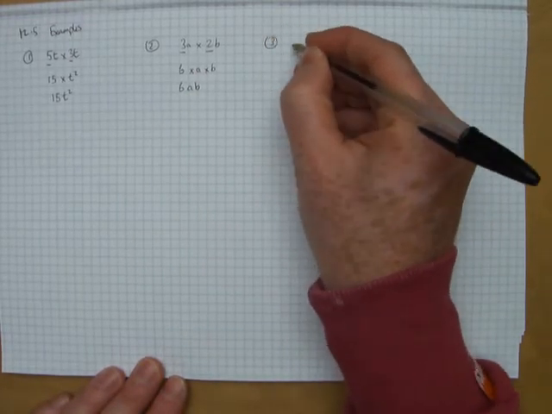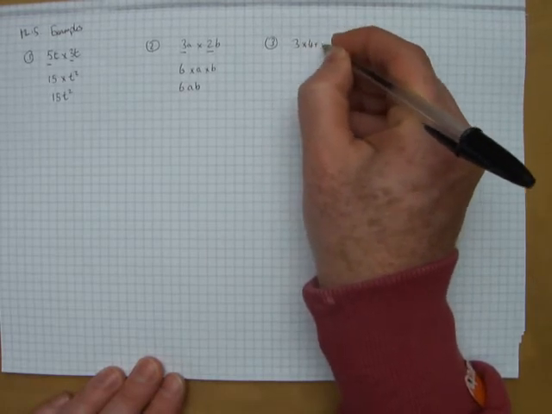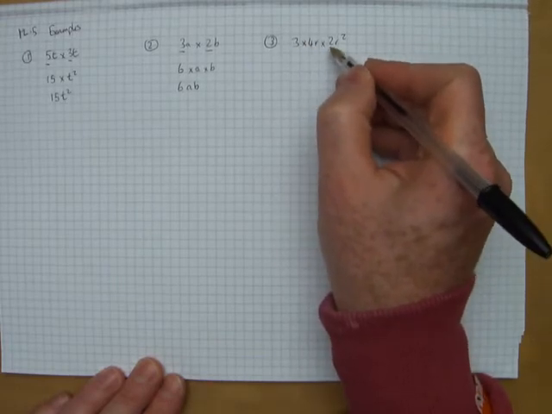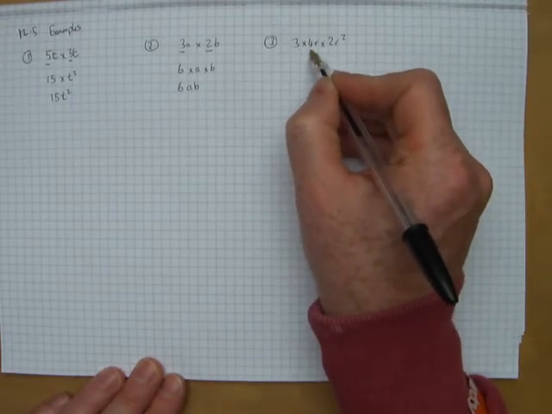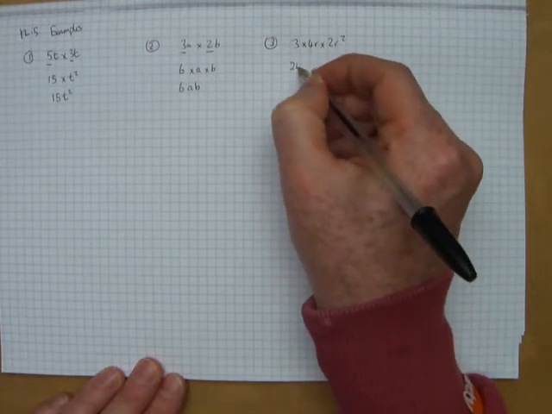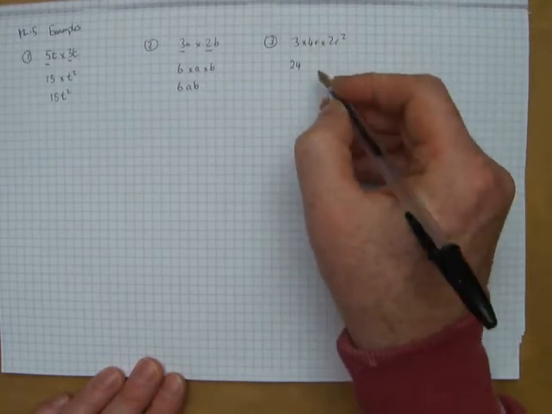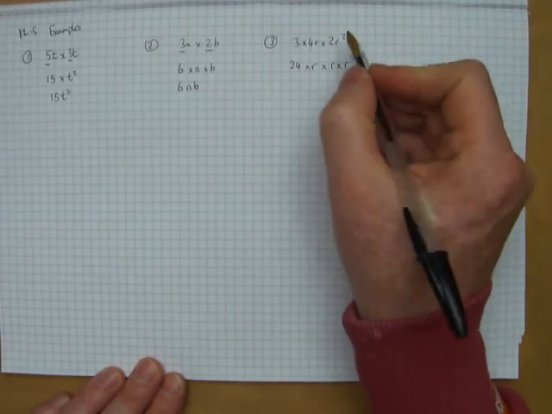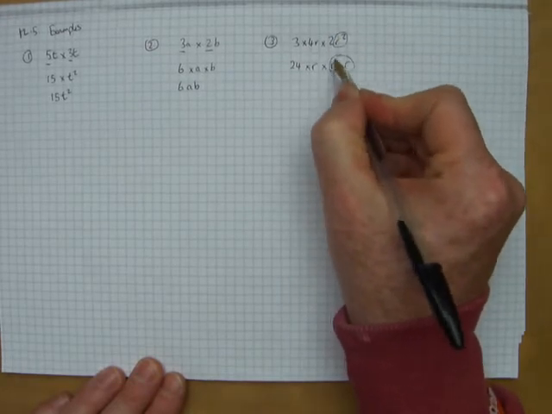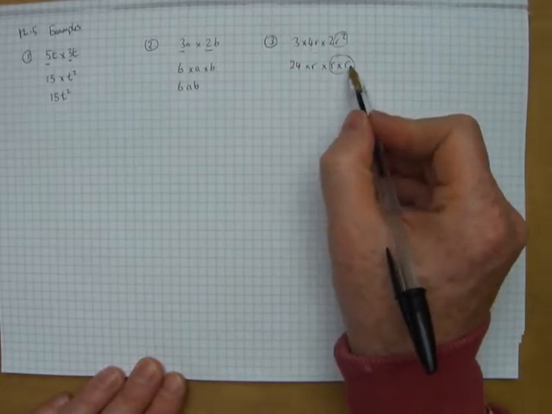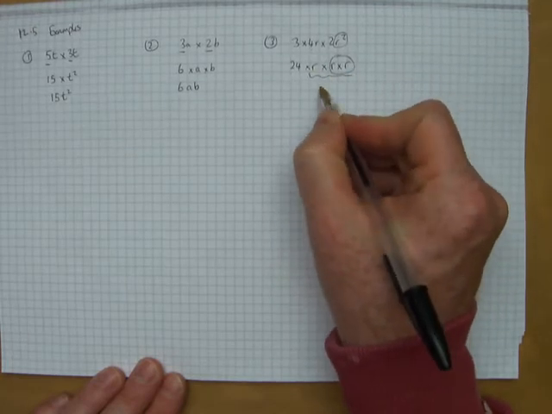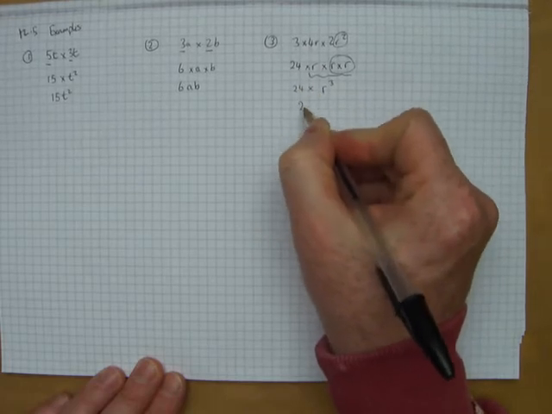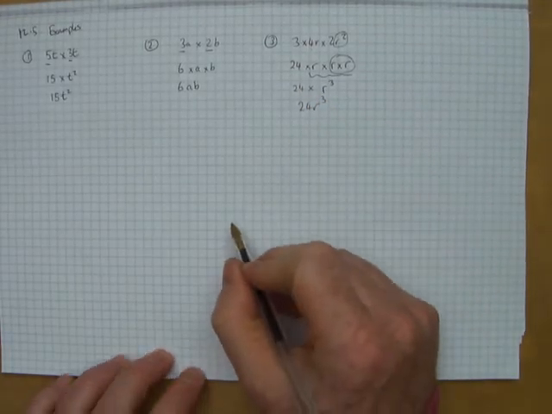The third example is 3 times 4r times 2r squared. If we do the numbers, we've got 3 times 4 times 2. So 3 times 4 is 12, 12 times 2 is 24. And then what we've got is r times r squared. Now remember, r squared really means r times r. So if we write the r squared out as r times r, we've got r times r times r, which we should be familiar with as r cubed. So what we have is 24 times r cubed, which is 24r cubed.